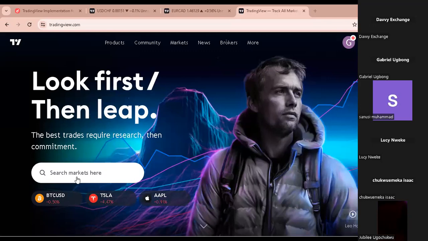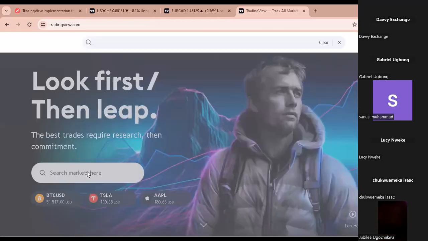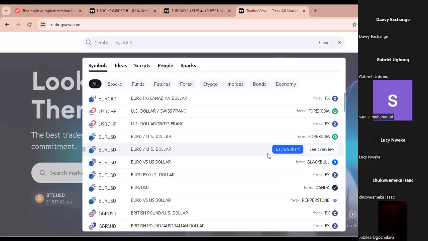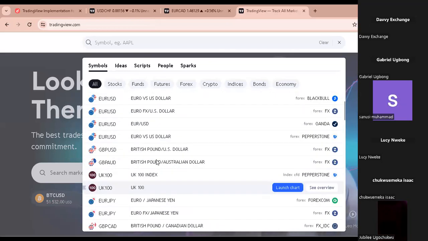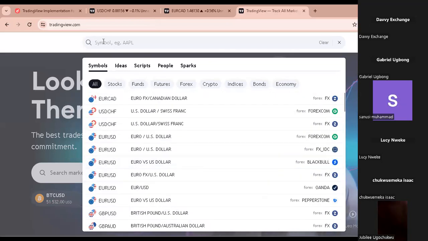So this is when you now type trading view. Now it will ask you in this little box to search market here. Now we'll just click at the middle, and then I was working on Eurocard, right? So we can always type our currency we want to work on. So let's say right now we want to see a currency. I want to try another currency.